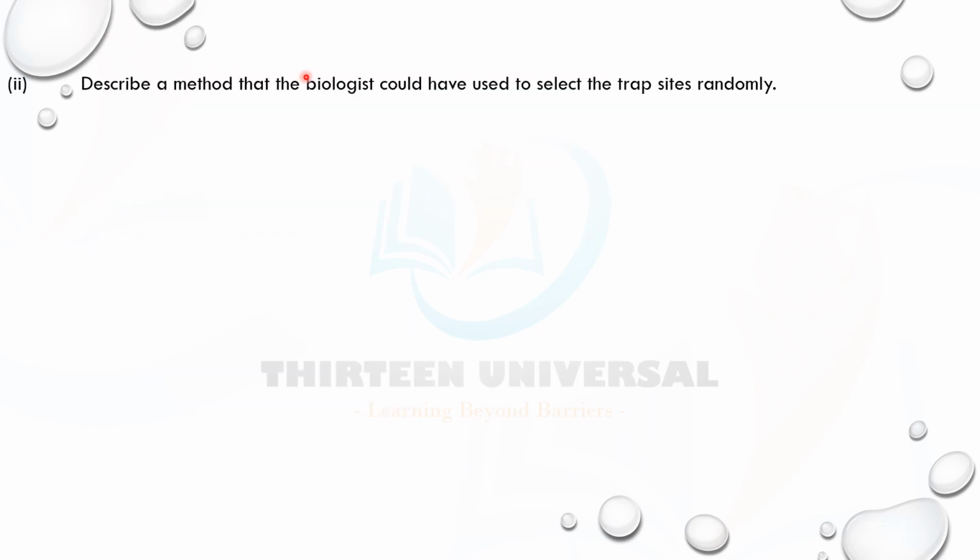Describe a method that the biologist could have used to select the trap site randomly. Anytime you want to select the trap site randomly, pause the video and then let me know. So first of all, you're going to have to grid the place. Have a vertical line and a horizontal line. Now you use a random number generator.